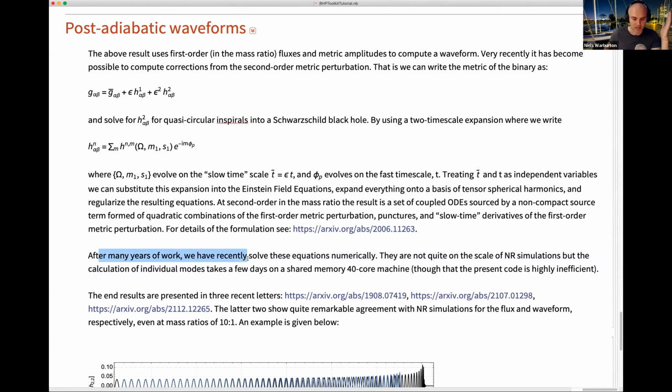After many years of work, we have actually managed to solve these equations, and they're not quite on the scale of NR for sure, but I would say the calculation of the individual modes, so you want to compute the 2-2 mode at 1 radius, would take a couple of days on a 40-core machine. So it's substantially more computationally expensive than what we just saw above. That said, though, the code is certainly not optimized, so I'm sure there can be savings made.